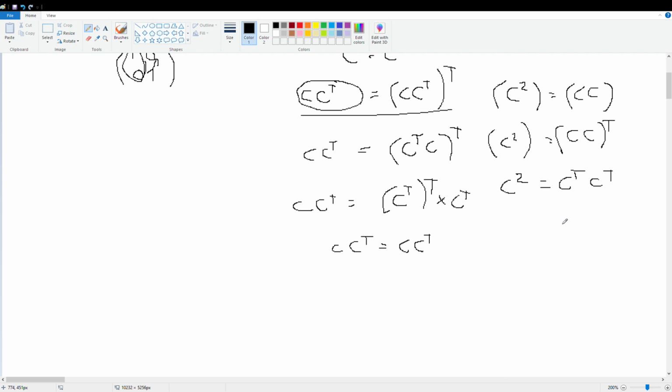Well, we know we can convert between C transpose and C because we know that the original matrix we're working with, C, is symmetric. So we know we can rewrite this as CC, which is equal to C squared.